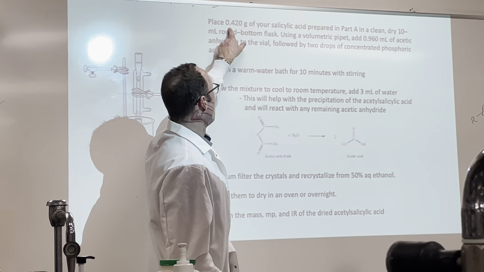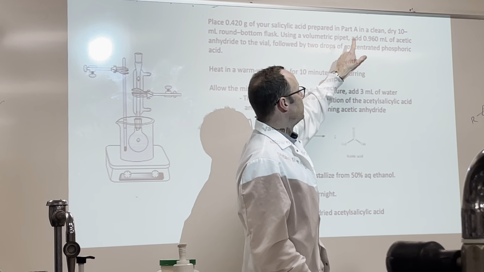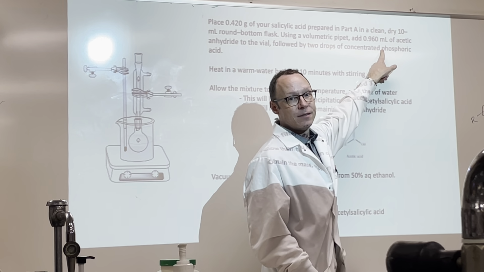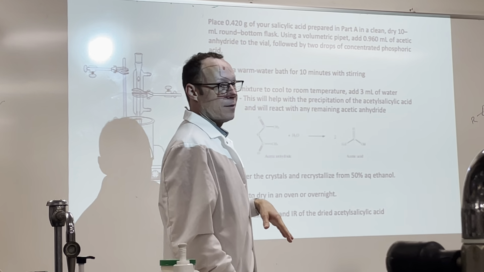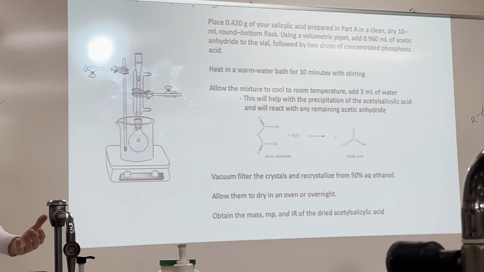If you're going to use more of this, you need to use more of that, in a quantitative manner. If you're going to double the amount of salicylic acid, then you need to double the amount of acetic anhydride. Okay, so I'll leave that up to you. You can either do it as written in the lab manual, or if you want to go big, you can increase your stuff proportionally.